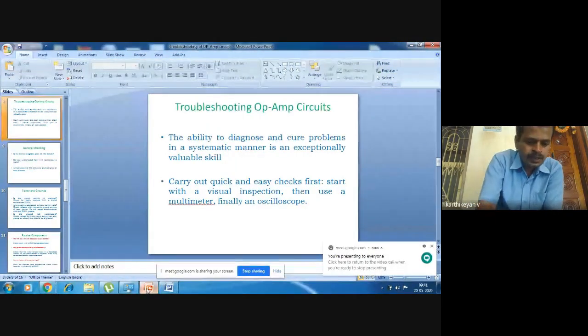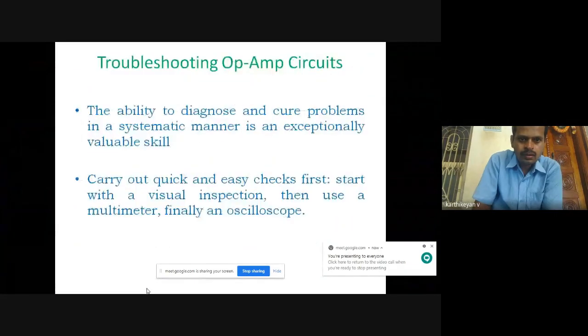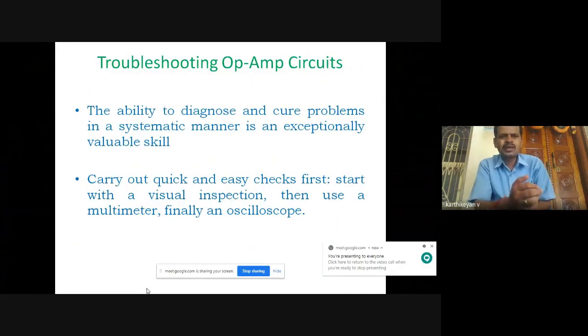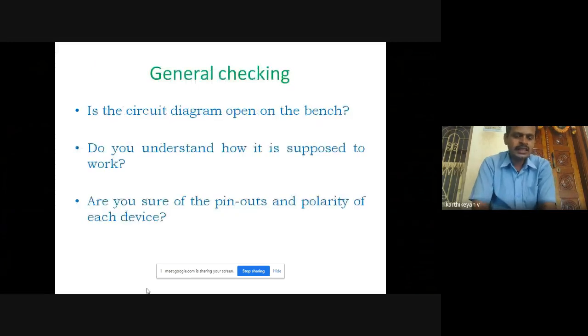Troubleshooting of op-amp circuits. Troubleshooting is nothing but diagnosis of any fault present in the circuits. So it is the ability to diagnose and cure problems in a systematic manner and carry out quick and easy checks first. Start with a visual inspection, then use a multimeter, finally an oscilloscope, just to find out any fault in the op-amp circuits.